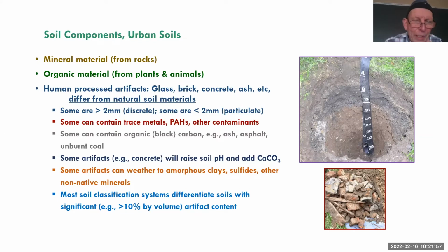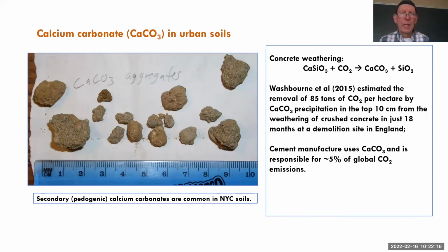And it's to the point now where most classification systems for soils will differentiate soils with a significant amount of artifacts, okay? And it's usually estimated by volume, and 10% volume is a common cutoff for artifacts in soils. So let's talk a little bit about calcium carbonate in urban soils.